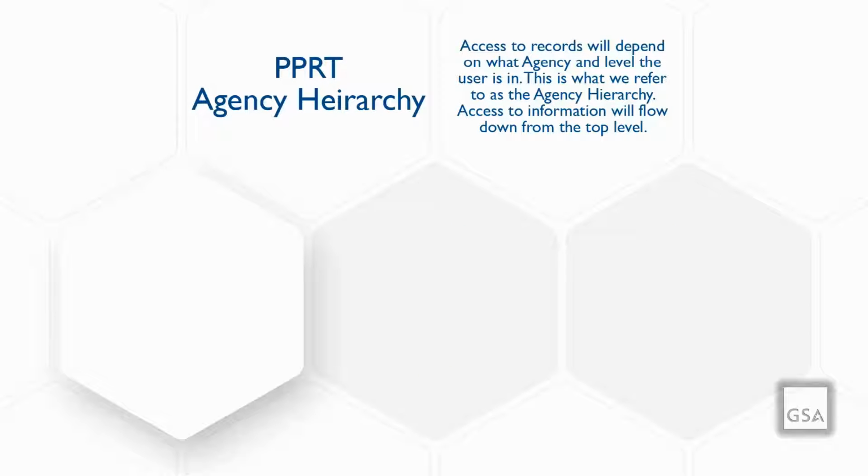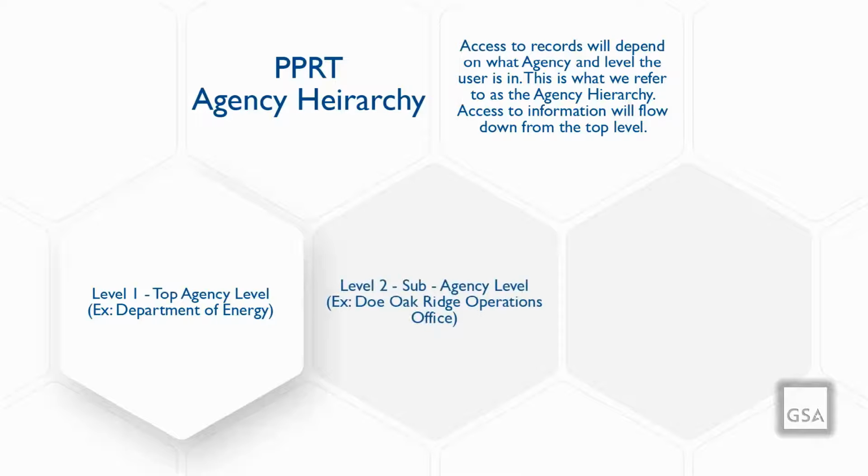Access to the records will depend on what agency and level the user is in. This is what we refer to as the agency hierarchy. Access to information will flow down from the top level. Level 1 being top agency level, for example, the Department of Energy. Level 2 being sub-agency level, for example, DOE Oak Ridge Operations Office. And Level 3 being the Bureau Office level, for example, a Chicago Operations Office.